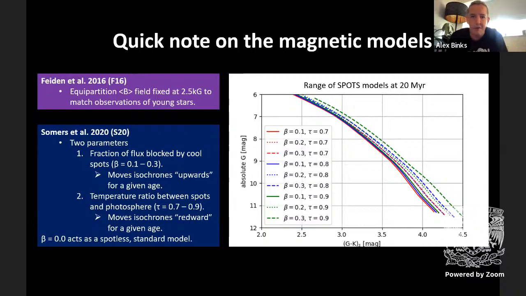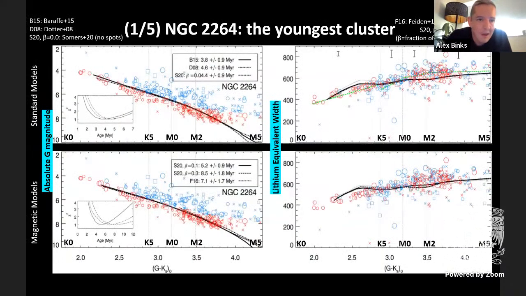Okay, so let's have a look at some of the fits to these clusters. The first one is NGC 2264. It has a literature age of around 5 million years. Now, I'll just take some time to map out what you see in front of you here. The top two plots are the standard models. The bottom two plots are the magnetic models. The plots on the left are the color magnitude diagram, and on the right is the lithium versus color plot.